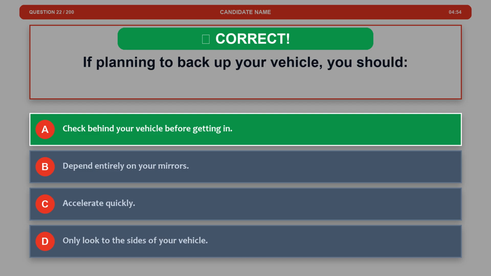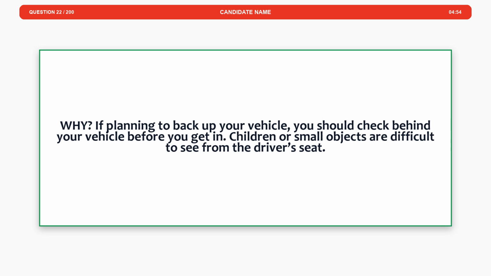The correct answer is option A. Check behind your vehicle before getting in. Explanation. If planning to back up your vehicle, you should check behind your vehicle before you get in. Children or small objects are difficult to see from the driver's seat.